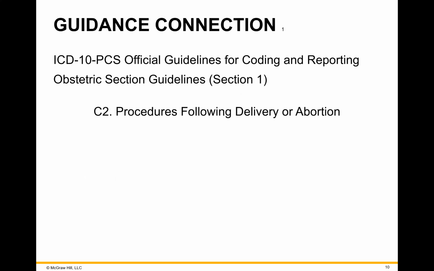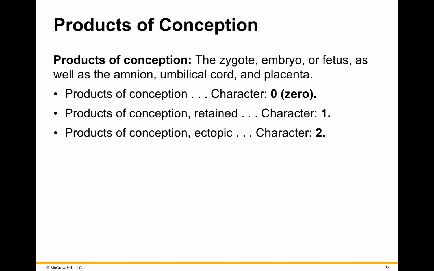There are guidelines which you should read, particularly C2, involving procedures following a delivery or an abortion. And then the fourth character, again, products of conception. This could either be retained or ectopic.